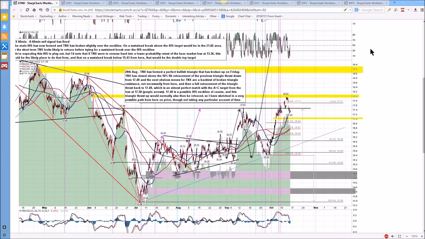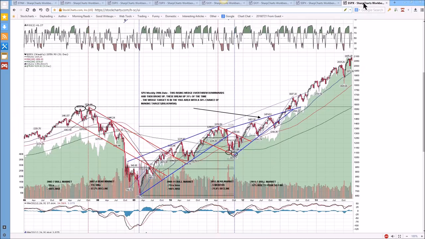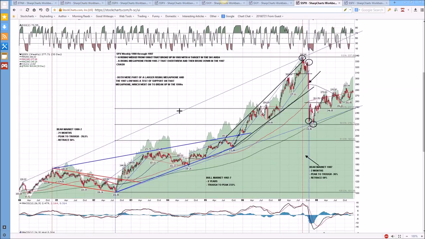Right. Okay. Now I want to talk about trending channels. Let's have a look. Well, actually, I'll just look at this example to start off with. This is a favorite chart of mine, and this is actually the bull market from 1982 to 1987, culminating in the 87 crash, which is here.